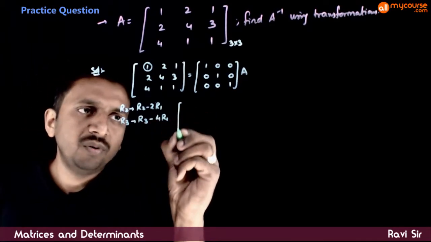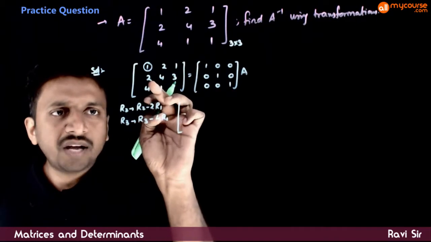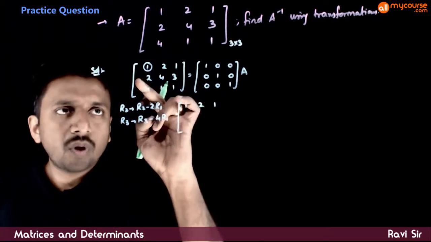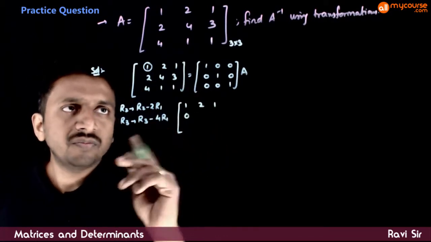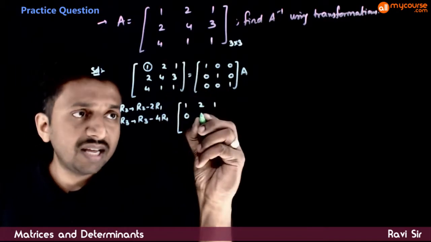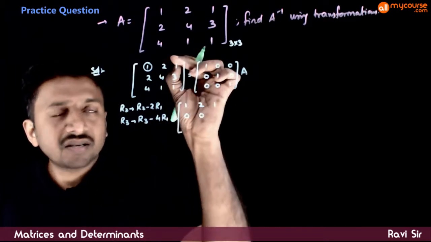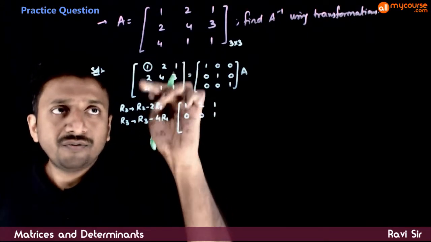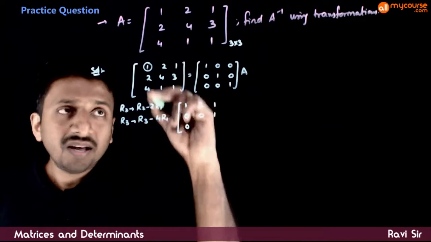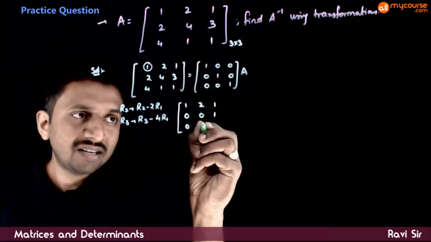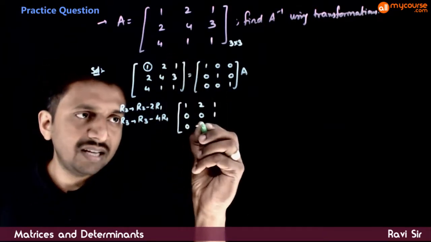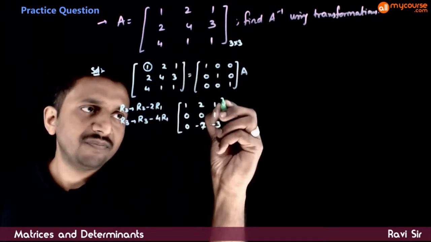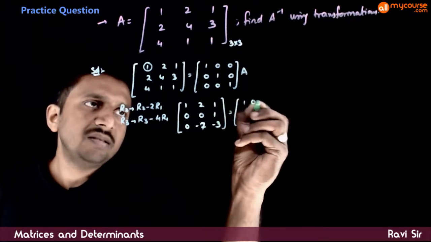So what happens if you do this transformation? R2 becomes R2 minus 2 times this. So R1 is intact. So what does R2 become? 2 minus 2 is 0. 4 minus 2 times 2 is again equal to 0. 3 minus 2 times 1 is 1. 4 minus 4 times 1 is 0. 1 minus 4 times 2 is minus 7. 1 minus 4 is minus 3.